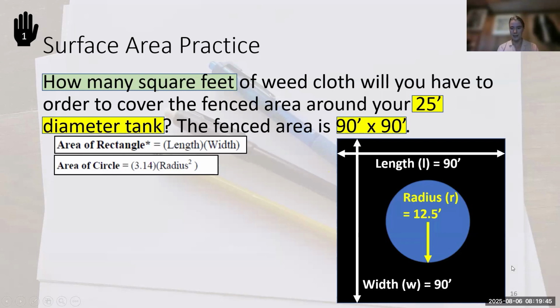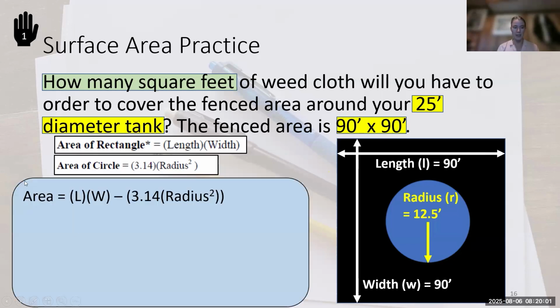We're also looking at, this is a kind of complex one because we're calculating both the area of the fenced area, but then we also have this cylinder in the middle, which is a circle looking from above, which is the tank. So let's go through how we might work that out. Area of a rectangle or a square is length times width. And we can't cover the part that is covered by our tank in weed cloth, right? So we have to act like we're cutting that out from our calculations of weed cloth. We can write that as length times width, which is the area of our bigger shape, the fenced area, minus the area of our tank, which is the calculation for area of a circle, 3.14 times radius squared.